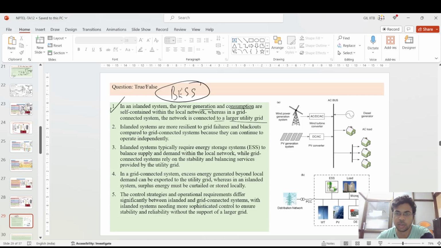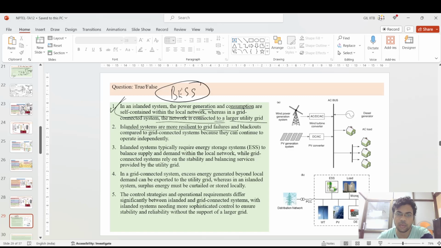That is true actually, because in the islanded situation, the power generated and the consumption are inside the same self-contained local network, because it is not a grid connected system. But in the grid connected system, the network is connected to the larger utility system, and if there is excess generation, it is sent to the grid.